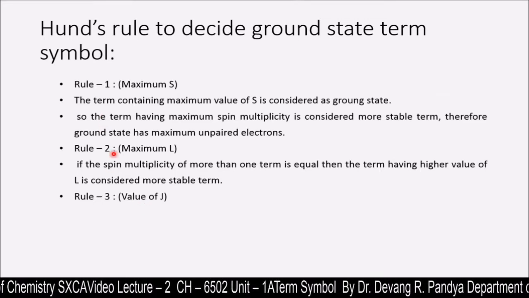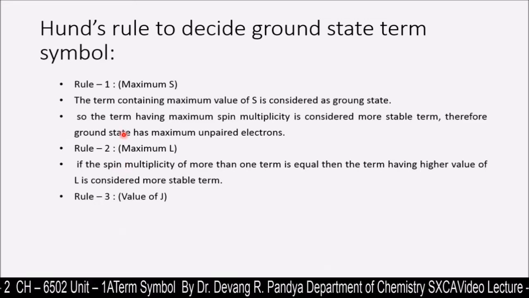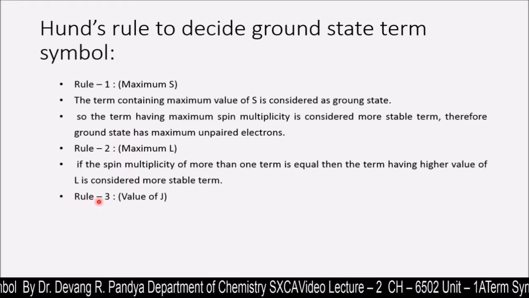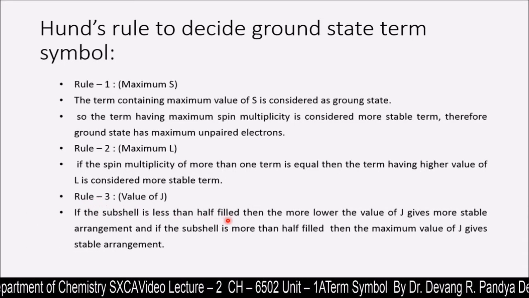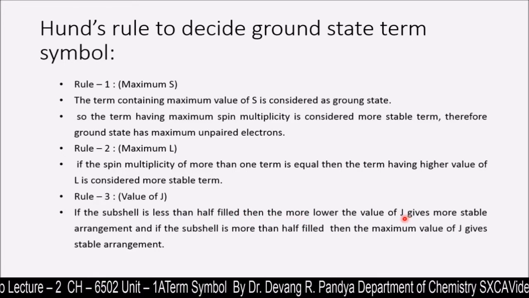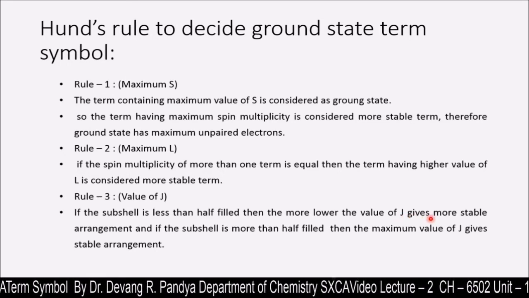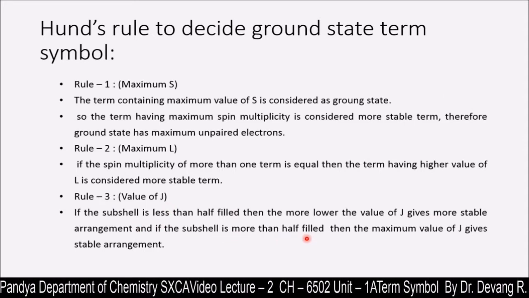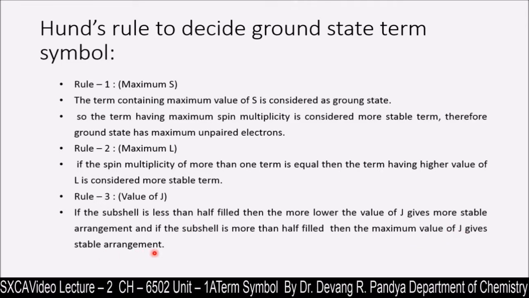That means where these two rules fail to explain the energy splitting or energy difference in the term symbol or microstate, rule 3 can help us. How, let's see. If the subshell is less than half filled, then the lower the value of J, that is the resultant spin orbital angular momentum quantum number, the more stable the arrangement. And if the subshell is more than half filled, then the maximum value of J gives the stable arrangement.